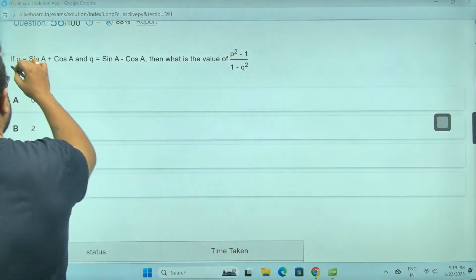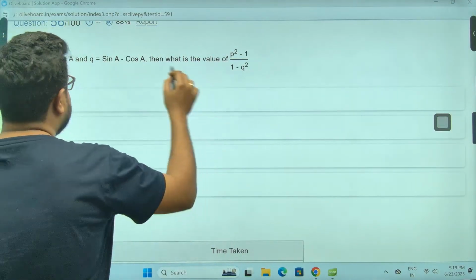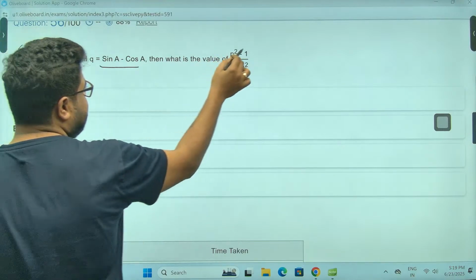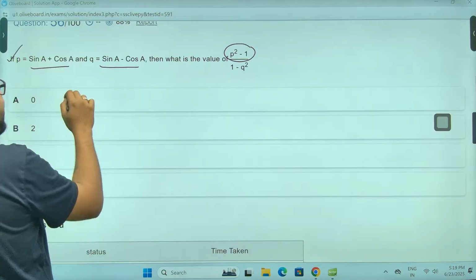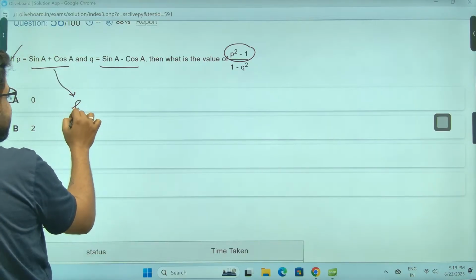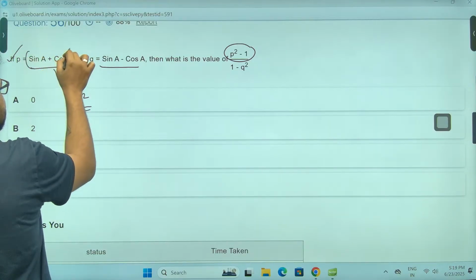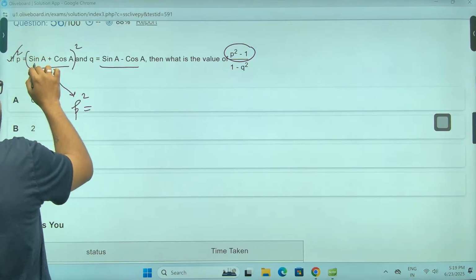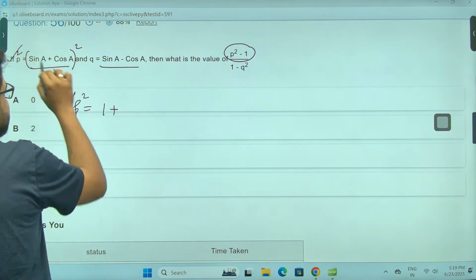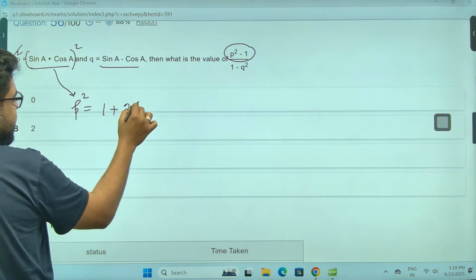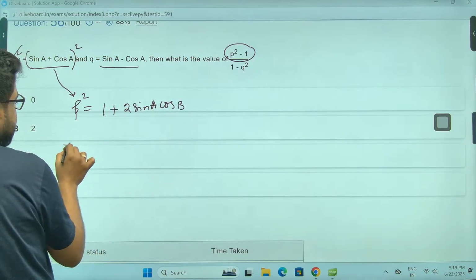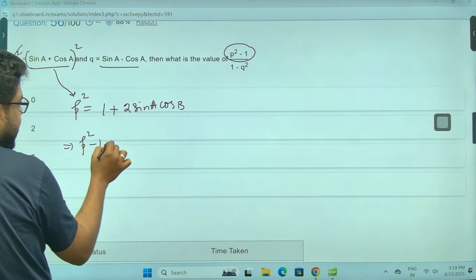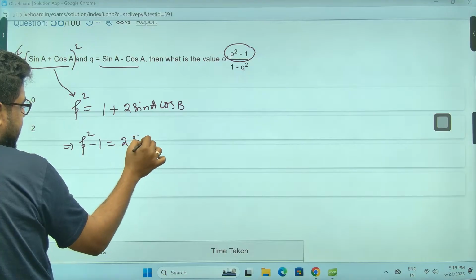Chalo, Raghu, yes, your answer is correct, brother. Sir, P is given, Q is given, they are asking P square minus 1. So seeing the square, don't do much, sir. Take P square directly. So this thing squared, sir. Sin square plus cos square will be 1, plus 2 sin A cos B. So from there you see, directly they are offering us P square minus 1 as 2 sin A cos B.